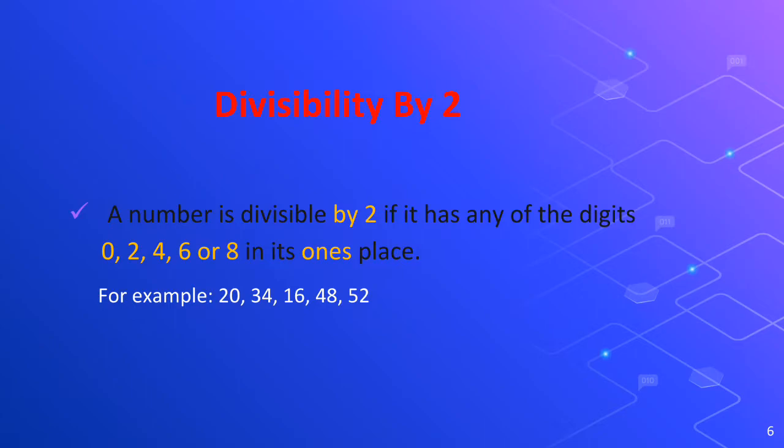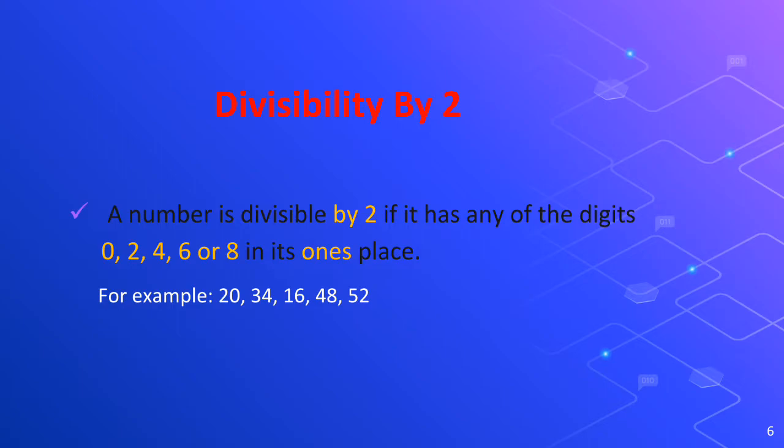Next one 34, in that you are having 4. Next one 16, then 48 and 52. You can say that 20, 34, 16, 48, 52 will be divisible by 2 because the ones place is 0, 2, 4, 6, 8. In other words, we can say that if the ones place is an even number, then the whole number will be divisible by 2.